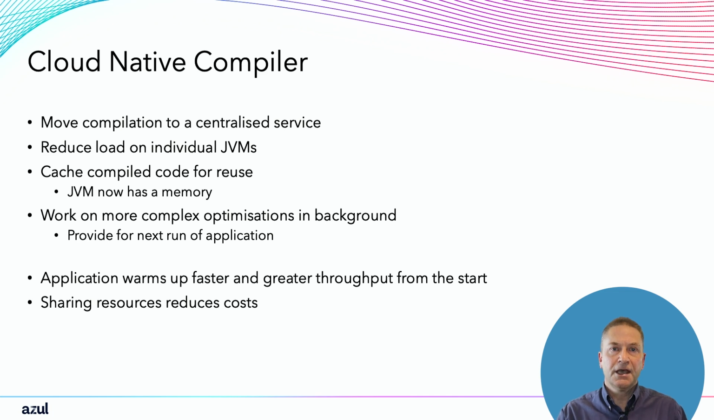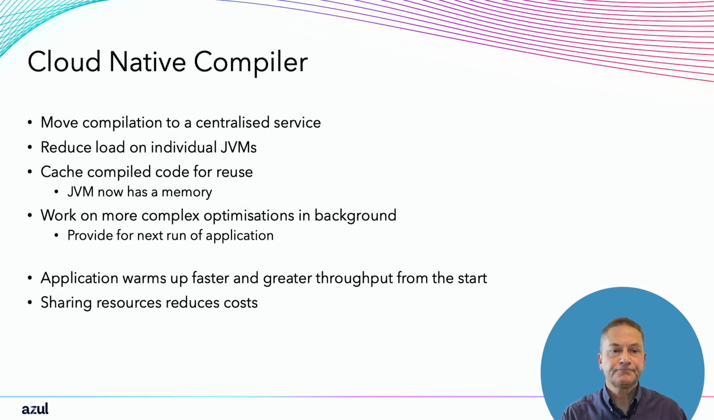The other thing we can do is cache the code that we compile. Rather than just throwing it away, we keep it in our centralized service, and that way when the same service starts up a second time and it requests a particular method from the cloud native compiler, rather than having to compile that code again, we simply take it out of a cache and return it straight away. So it improves the speed at which we can start up our application, because now we're getting that code very quickly, and it reduces the workload on the cloud native compiler, which means that we're not using as much in the way of resources. So it's sharing resources not just amongst multiple JVMs, but in fact amongst multiple runs of the same code.